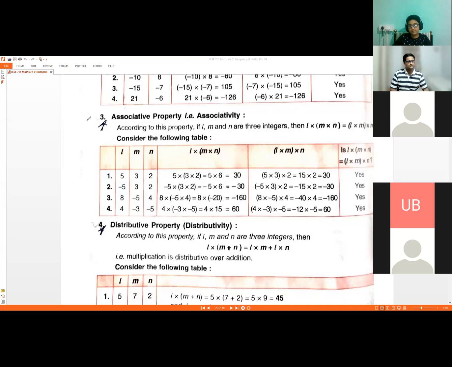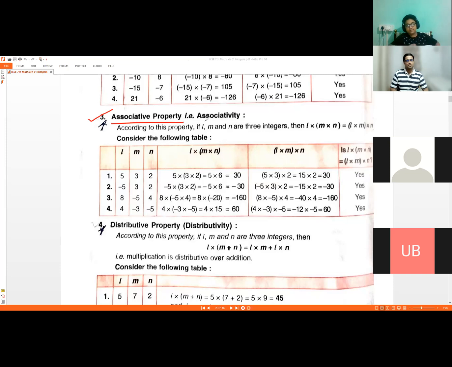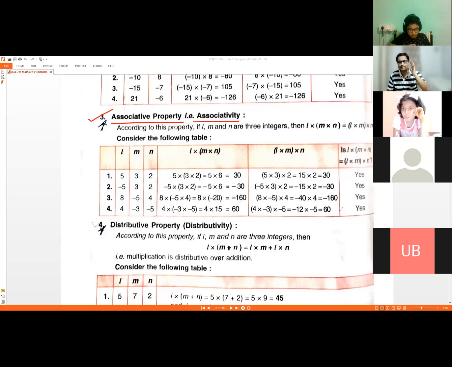Okay, we have a third property. What is that? Associative property or associativity. What does this mean? Let us say now we have three integers. Instead of two, we have three integers. You can multiply them in your head and come up with the answer directly. 5 into 3 into 2, 5 3s are 15, 2s are 30. You can come up with the answer directly.